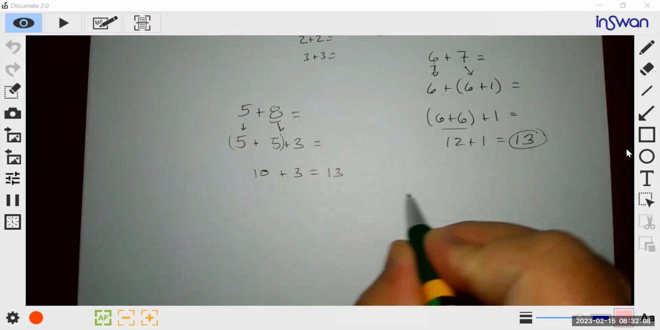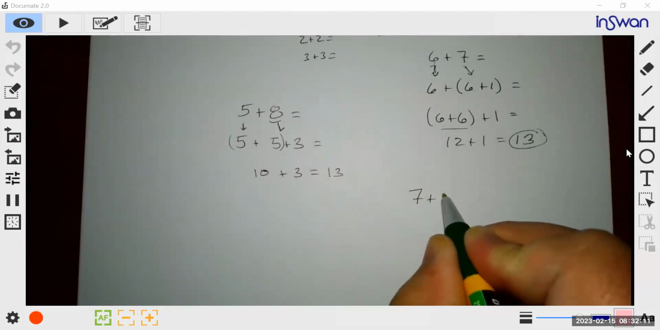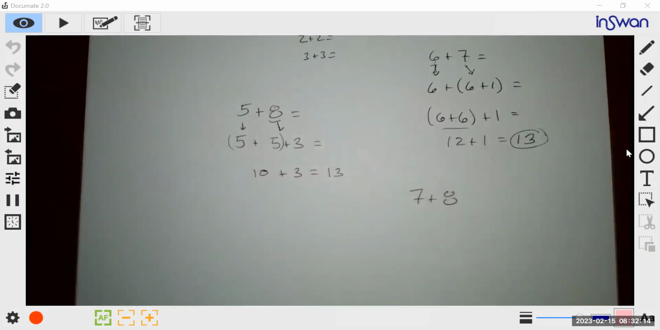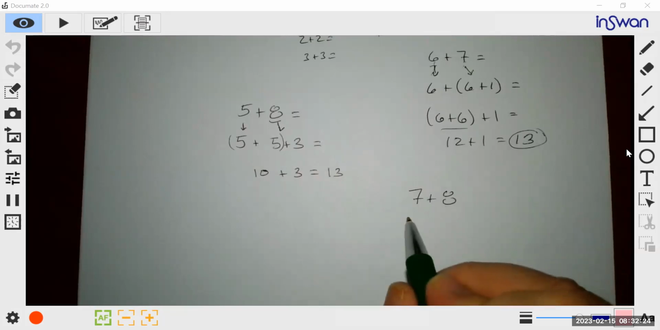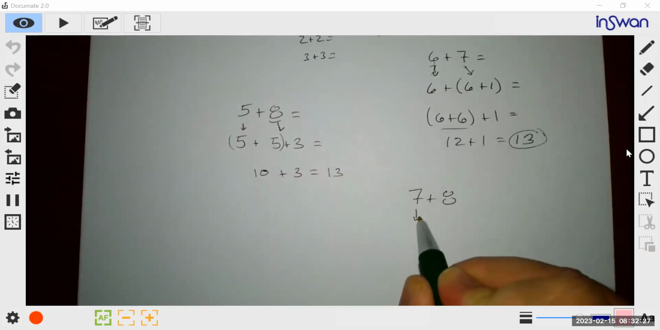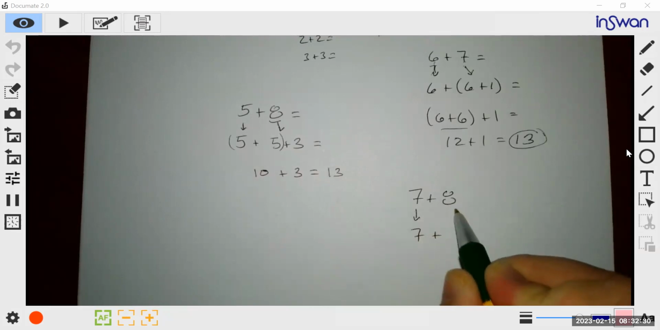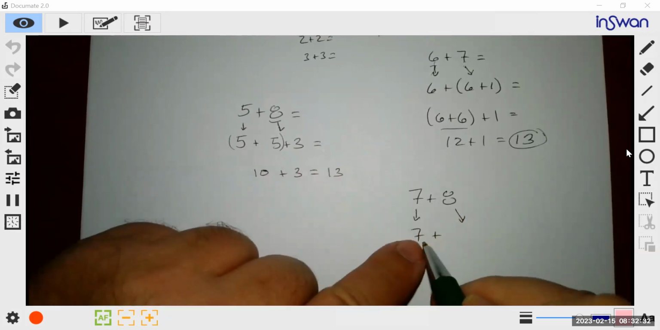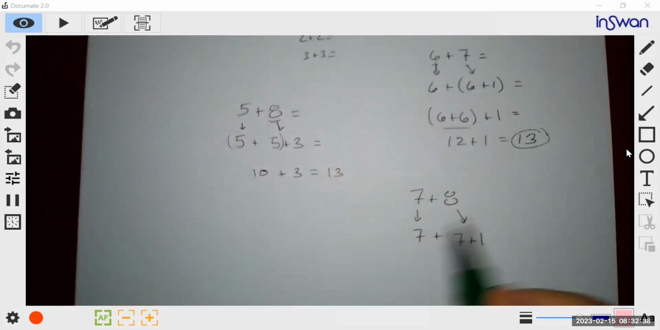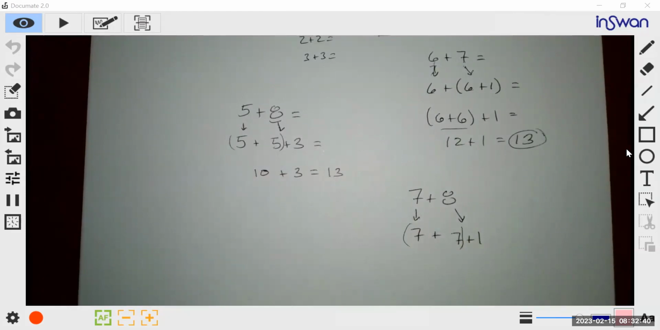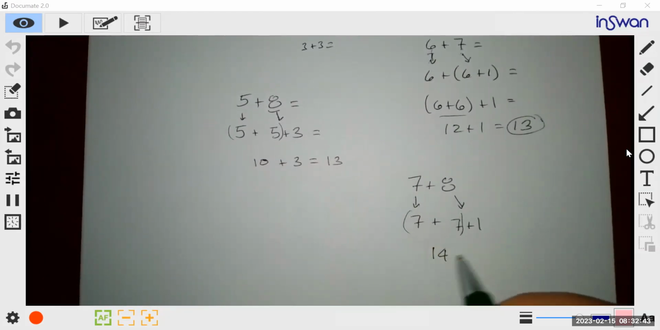Let's do one more. 7 plus 8. The smaller number, leave it alone. The bigger number, how far is it from 7? So 7 plus 1. We pair off the doubles. 7 plus 7 is 14. 14 plus 1 is 15.